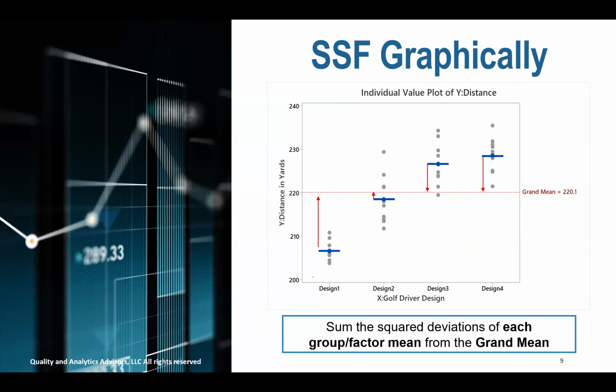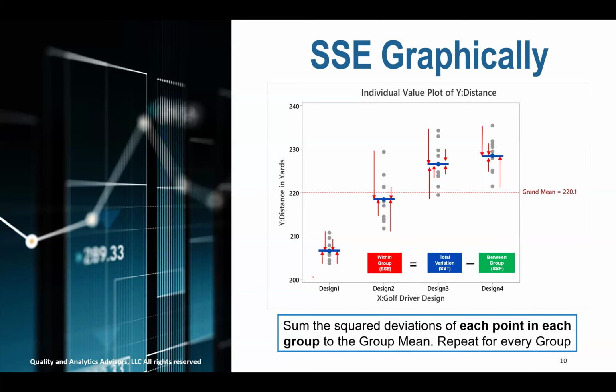Next, I'm going to calculate the distance between that grand mean and the mean for each of those groups. I'm going to square those distances, again, to not offset any contribution. And I'm going to multiply times the number of data points in each of the designs. I'm going to add those terms, and that's going to give me the sum of squares for the factor or the group or treatment, like some books call it.